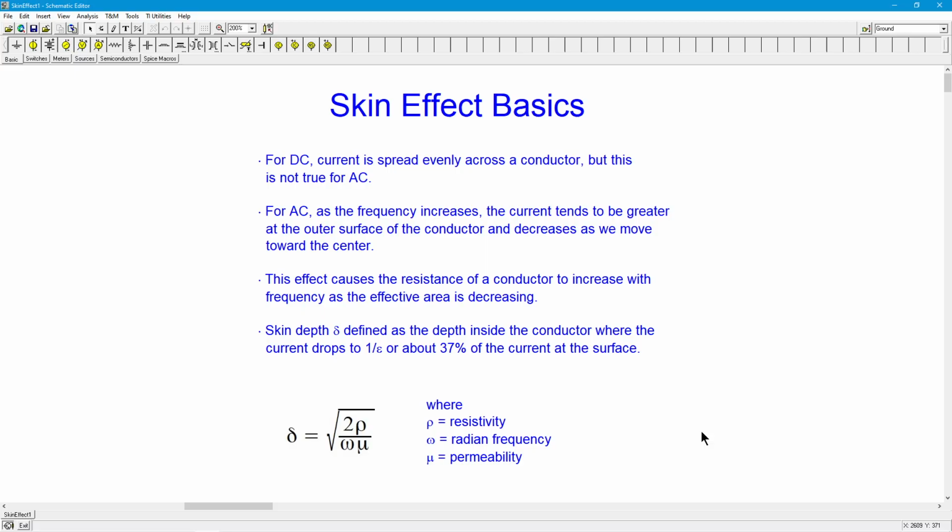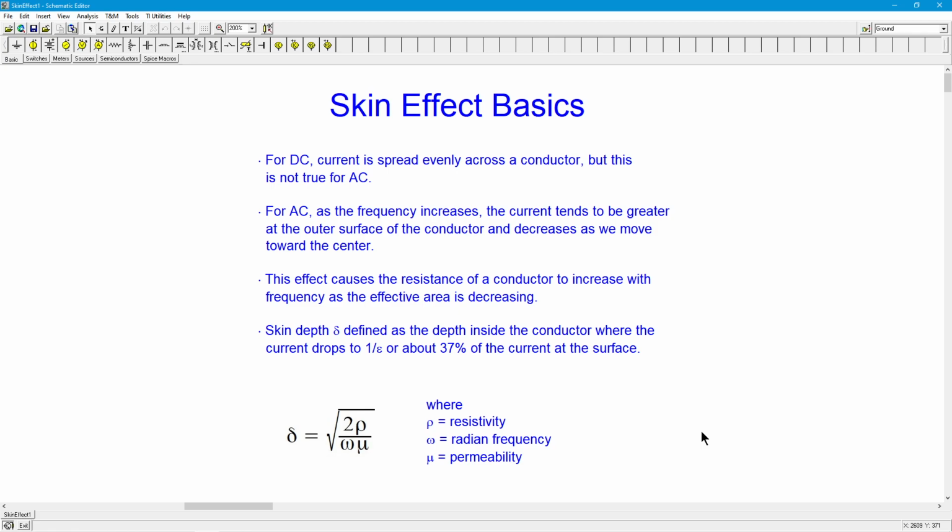Okay? But we need a parameter to figure out at what point we might be getting in trouble. We use something called skin depth, and we use the Greek letter delta to indicate that. This is defined as the depth at which the current falls to about 1 over e, which works out to be roughly 37% of the current at the surface. This is the same kind of thing that you would see when you look at an RC circuit where the cap is discharging. You get that same kind of exponential decay, but here it's across the face of the conductor.